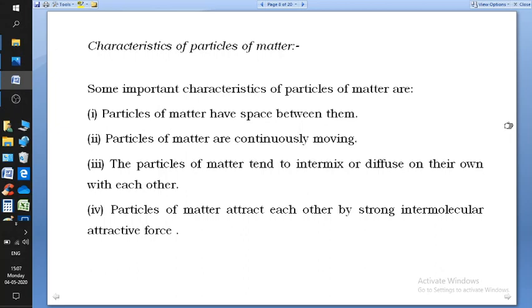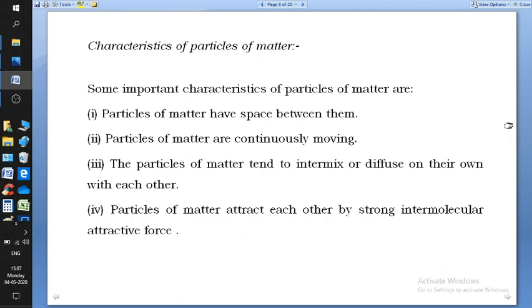Alright, this energy is called kinetic energy. Because of this kinetic energy, the particles will move continuously without stopping. The particles of matter tend to intermix or diffuse on their own with each other. When you mix one substance with another substance, their particles will tend to mix with each other on their own. Alright?